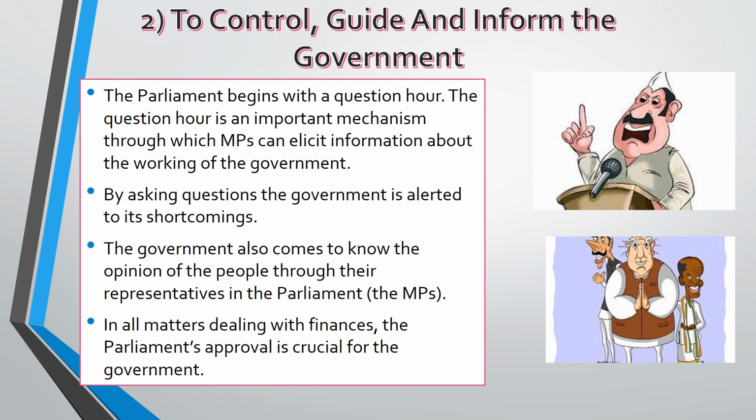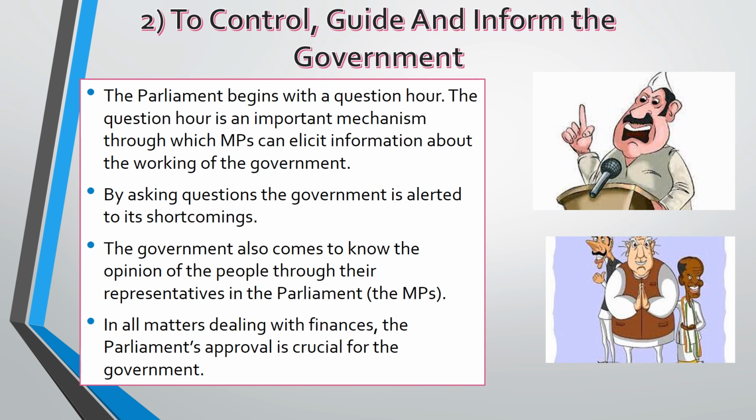In all matters dealing with finances, the Parliament's approval is crucial for the government. Basically, this is a very important way through which the Parliament controls the executive. In this, the opposition parties play a crucial role in the healthy functioning of a democracy. They highlight drawbacks in the various policies and programs of the government and mobilize popular support for their own policies.